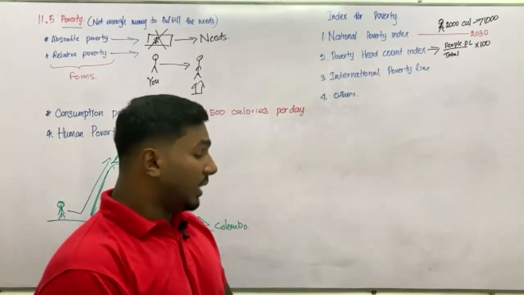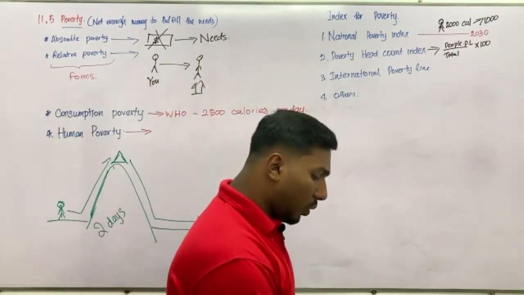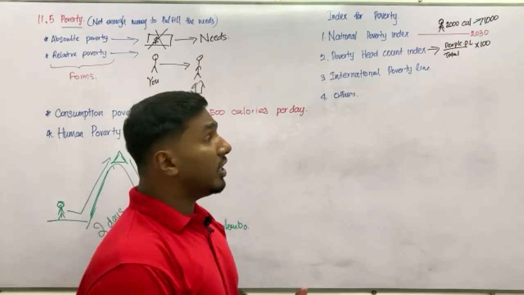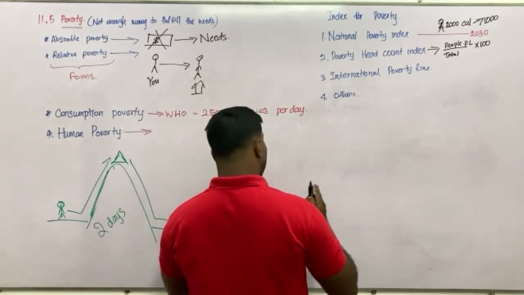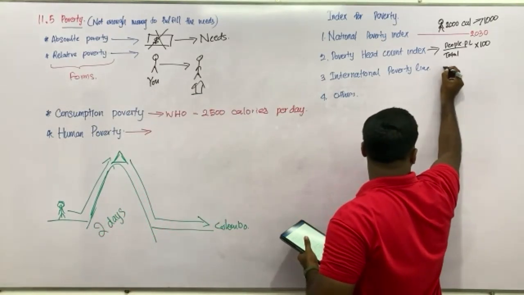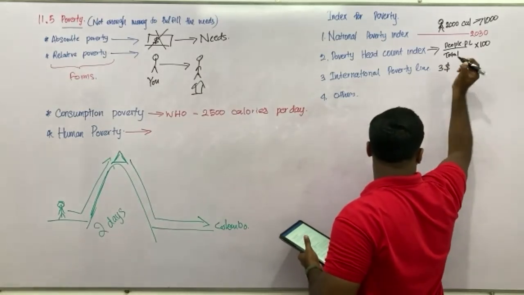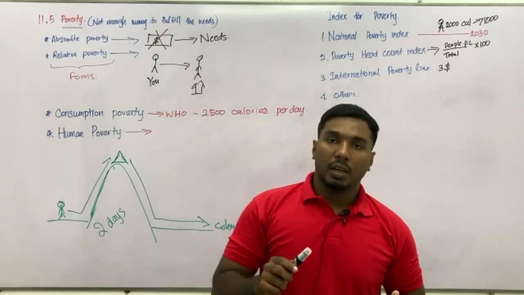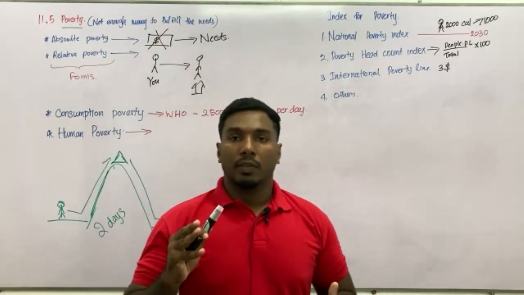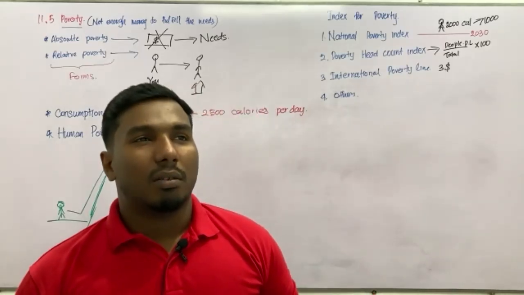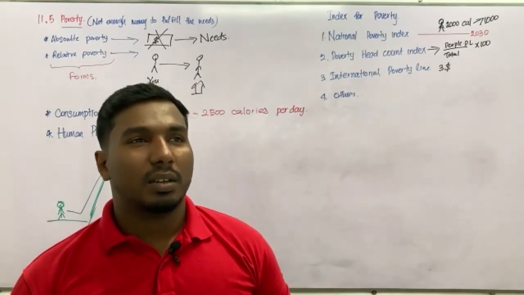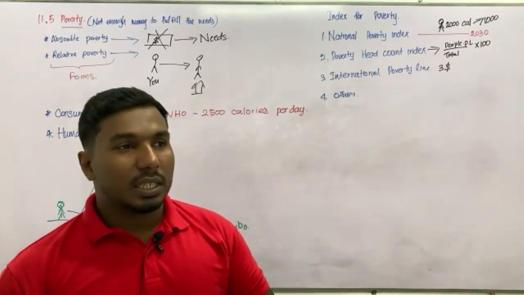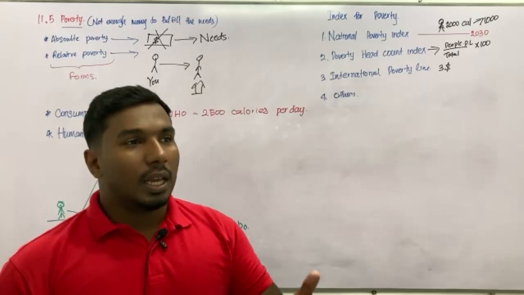Third one, international poverty line. So actually, what is this international poverty line? Extreme poverty is known as if a person earns less than $3, which means $3 per day, which is known as extreme poverty. So $3 per day means, for Sri Lankan money, around 1000 rupees. So if a person is earning less than 1000 rupees, he is at the extreme poverty level.